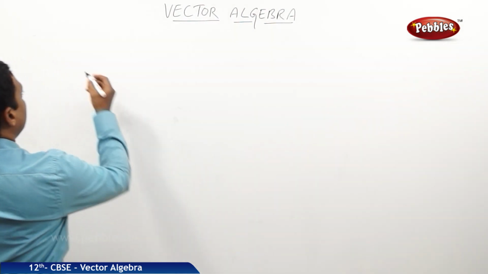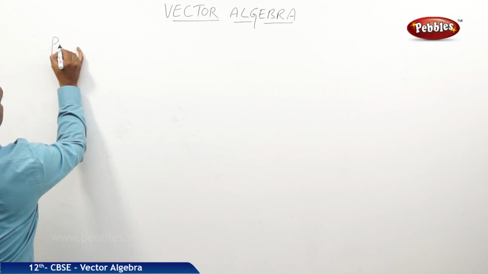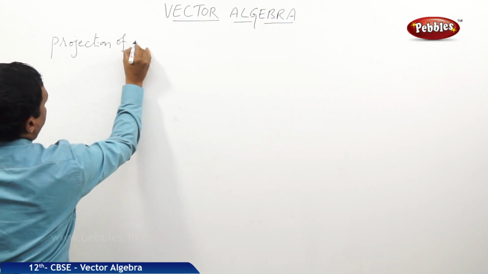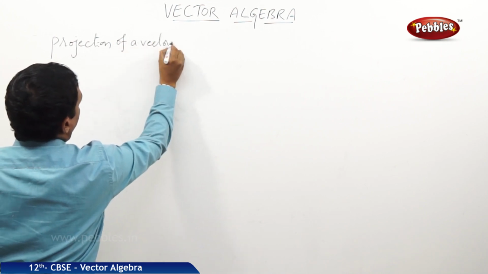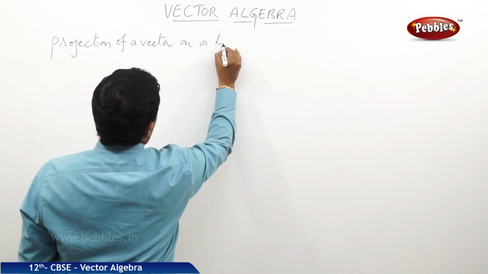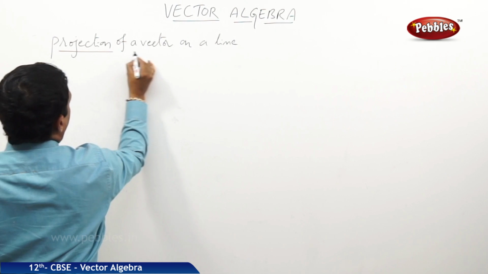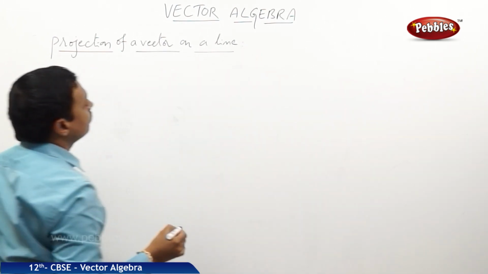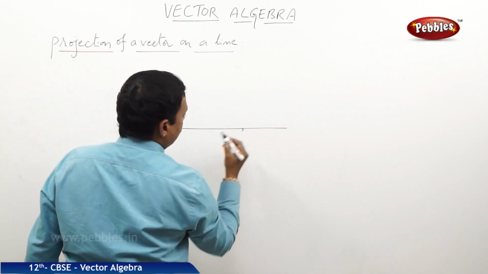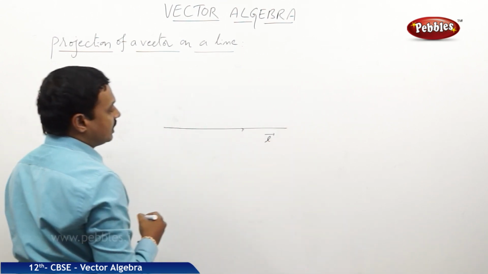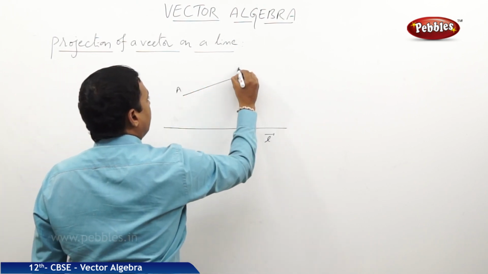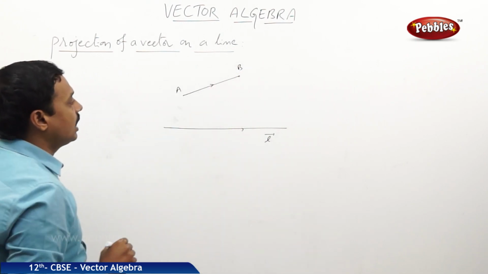Now the important definition, projection. Projection of a vector on a line. Suppose L bar is some vector and AB is another vector.